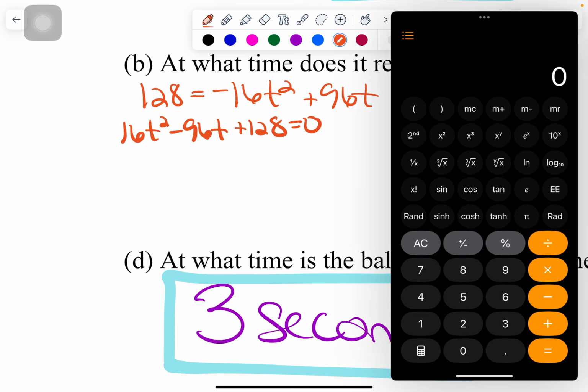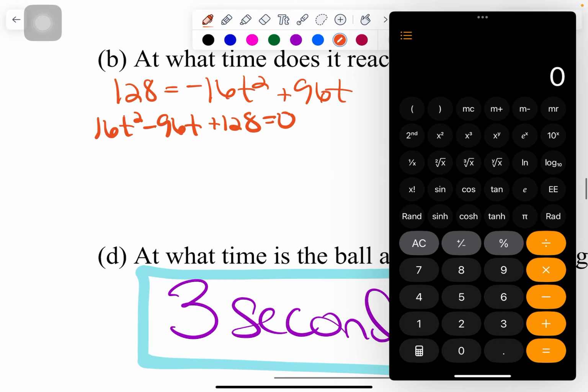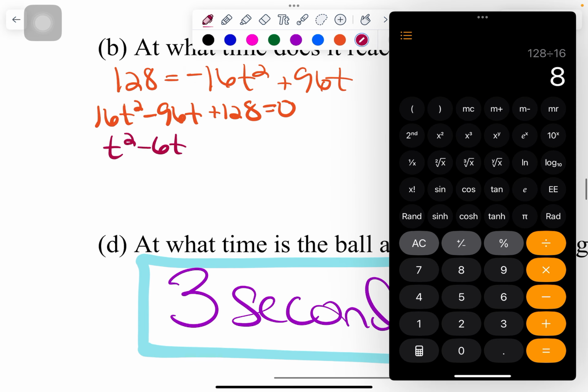Now I'm going to pull back my calculator because I feel like all 3 of these numbers are divisible by 16. I know 16 is divisible by 16, but if I take 96 divided by 16, that's 6. I'm going to take a stab here, and all of these are divisible by 16. So last check here, 128 divided by 16. Good, fingers crossed it worked.